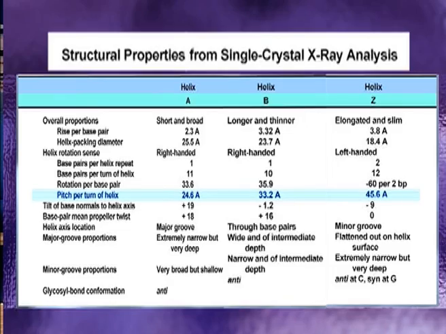Another important property is the length of the pitch. The length of one complete turn of the helix is 24.6 angstrom in case of A DNA, 33.2 angstrom in case of B DNA and 45.6 angstrom in case of Z DNA. So, that is why we say that when B DNA is compressed, it gives rise to A DNA. We can think in that way, and when B DNA is pulled longitudinally, then it becomes linear and thinner, as seen in Z DNA.